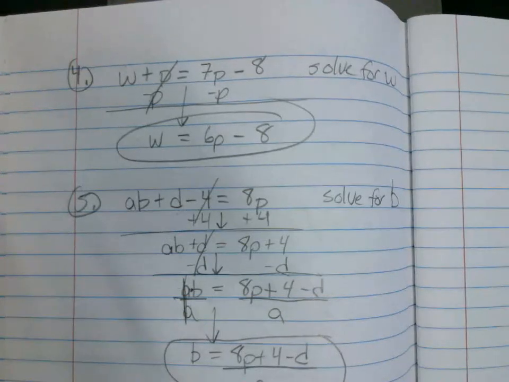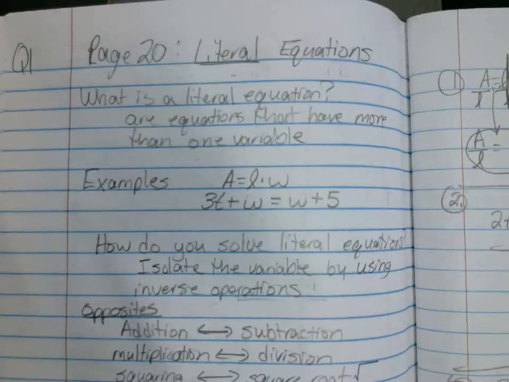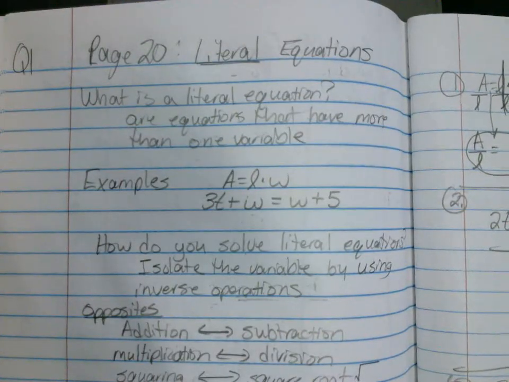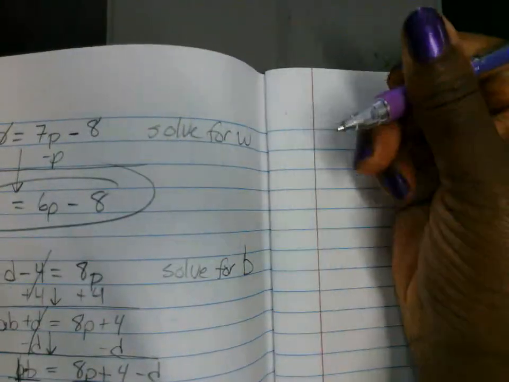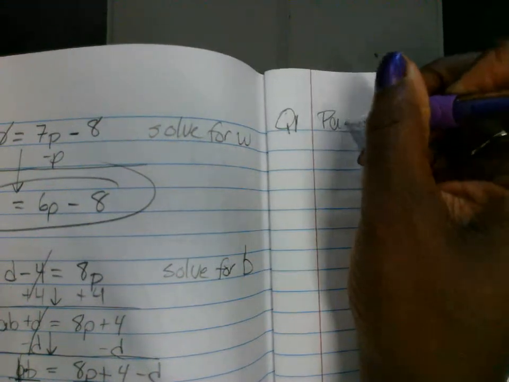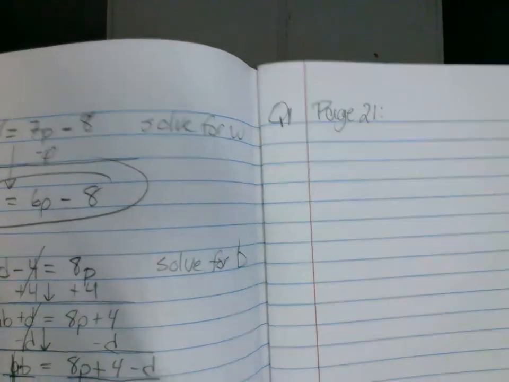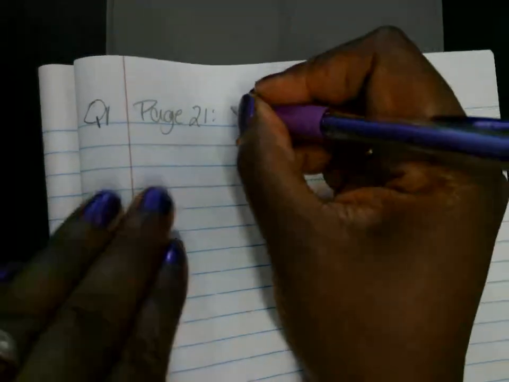So we're going to continue. What page was we on? 20. So let's do some practice problems, page 21. So page 21, Q1. Literal equations, practice problems.